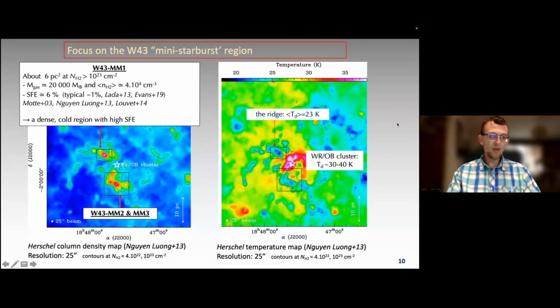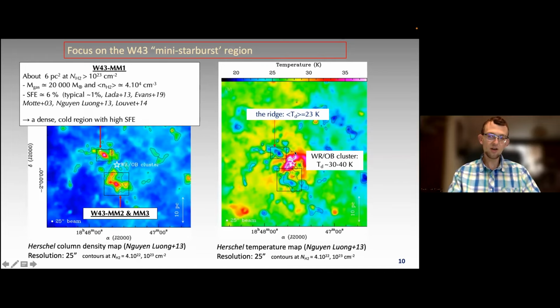W43 is typically what we could call an analogue of the starburst regions that some people study in other galaxies. And why that? Well, because this is a very dense and massive region with a high star formation efficiency. So it already can include a cluster of massive stars. On this temperature map, you can see this hot region.